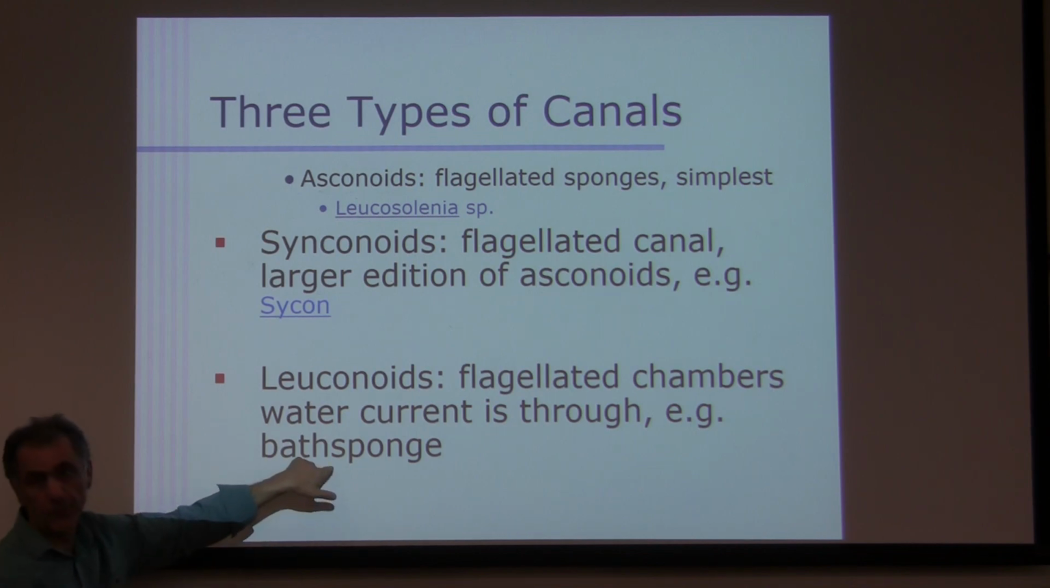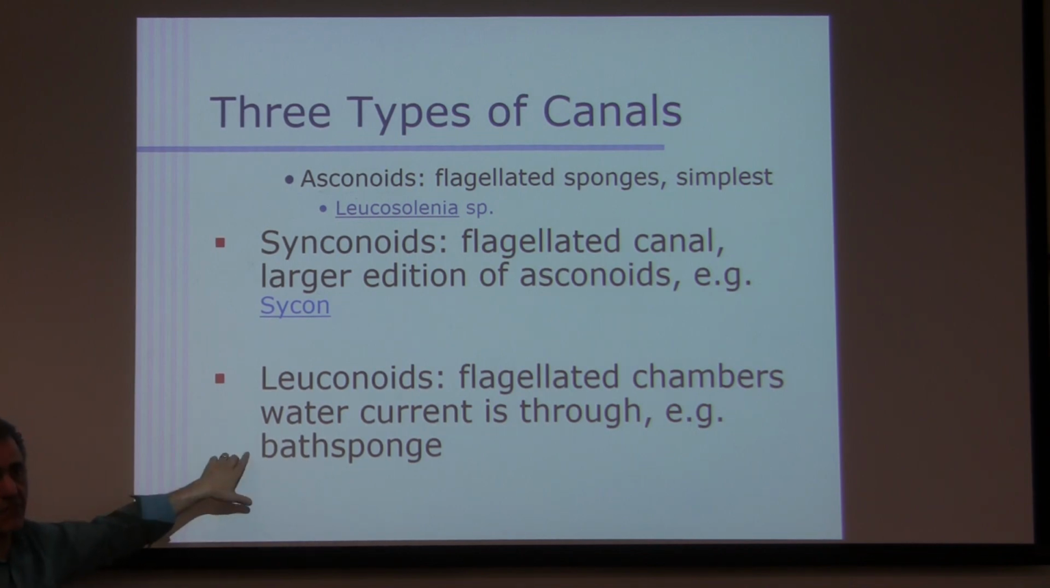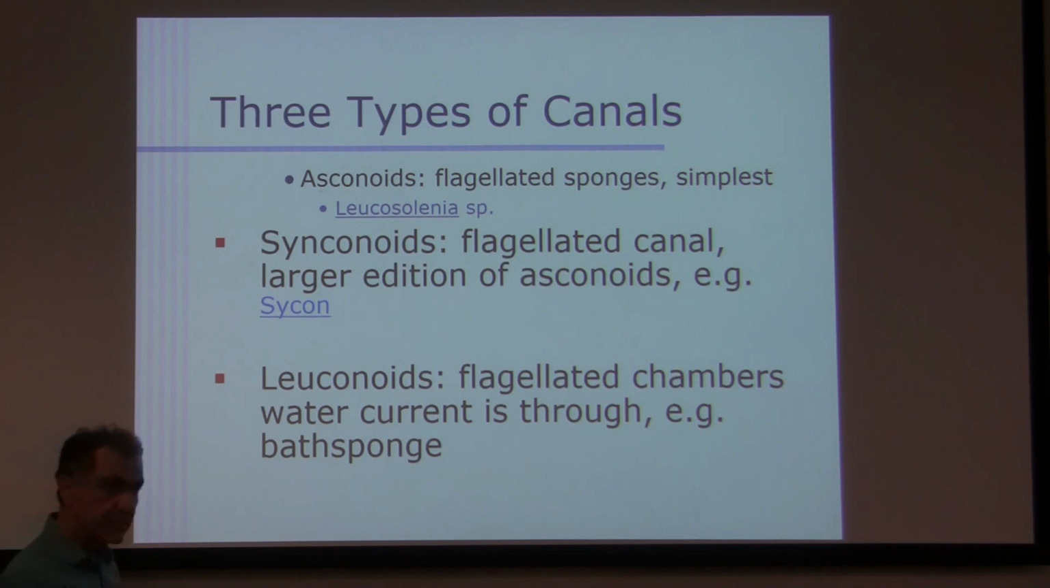An example of that would be bath sponges. I do not have the name of a genus for you. Just regular bath sponges in the lab, you see, I might ask you what type of canal system that is. That is your leuconoid type canal.